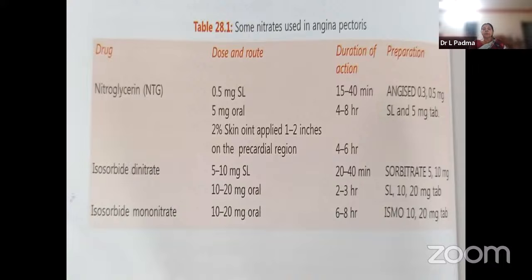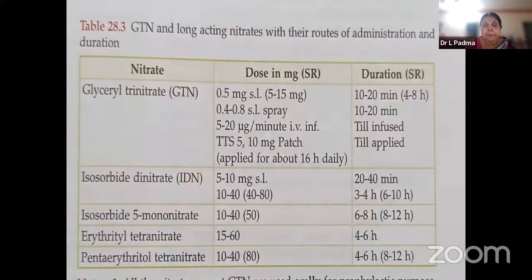This nitroglycerin also comes as 5 milligram oral, where the duration of action is 4 to 8 hours. We also apply it as transdermal patches, that is 2% skin ointment applied as 1 to 2 inches, like a Johnson Band-Aid itself. You can apply these nitroglycerin patches. The next one is isosorbide dinitrate, but this we don't use. Isosorbide dinitrate is the one which is given most often. Still, we prefer isosorbide mononitrate because the first pass metabolism is very much decreased, and the active drug enters the systemic circulation to the maximum extent.